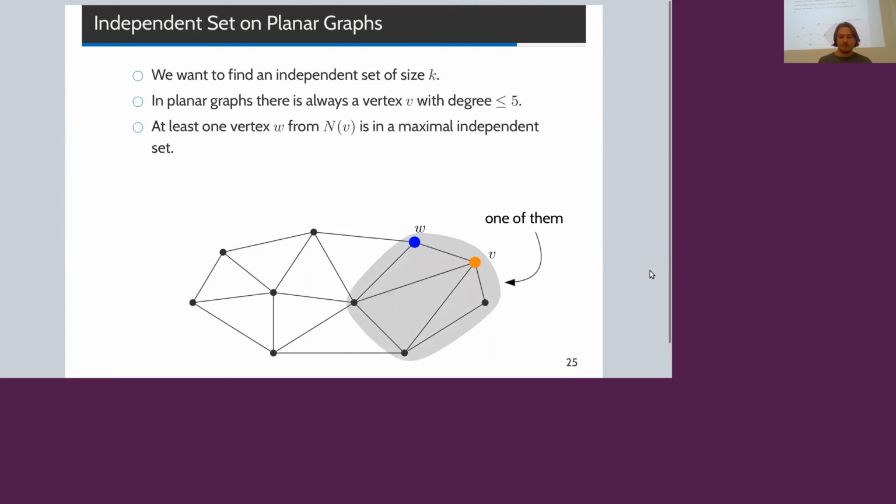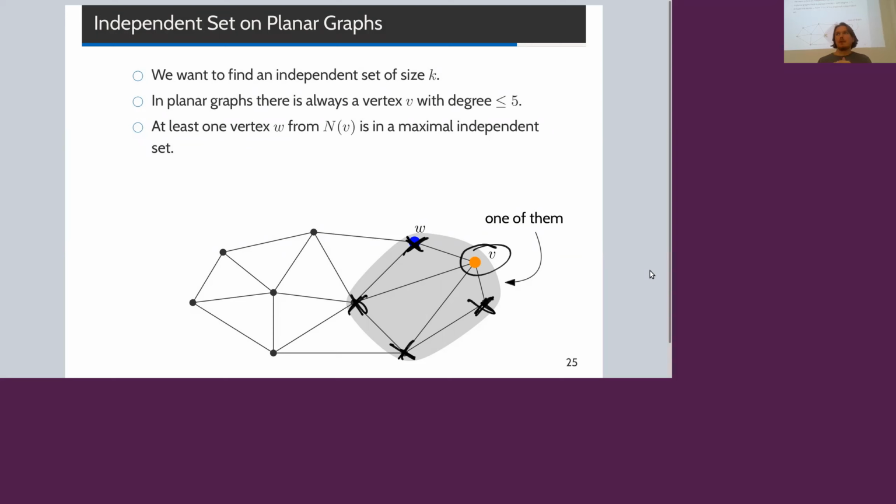And we can do the following. We're going to consider not just an independent set, but a maximal independent set. So an independent set where no vertex can be added such that it's still an independent set. And we notice that at least one vertex from this neighborhood has to be included in this independent set, because if this vertex is not included, and that vertex is not included, and that neither, then we could make the independent set a little bit larger by including v in it. So a maximal independent set has to include one of those vertices.